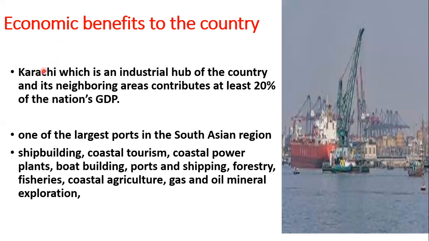Let's come to Pakistan. Karachi, which is an industrial hub of the country, and other areas like Port Qasim and others, they produce at least 20% of the national GDP. I mean, all the oil and production is made through them. Karachi is one of the largest ports in the South Asian region. Shipbuilding, coastal tourism, coastal power plants, boat building, ports and shipping, forestry, fisheries, coastal agriculture, gas, and oil minerals are notable industries which work in the coastal areas.